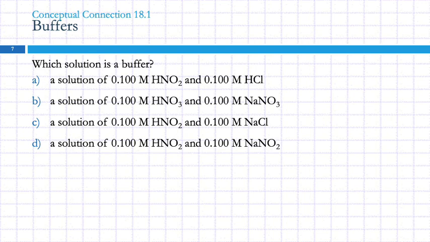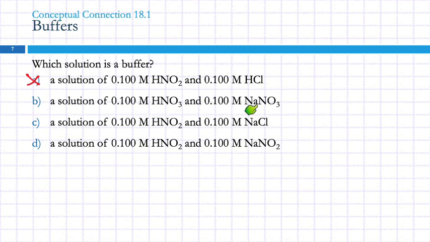Okay, which of these solutions is a buffer? What are we looking for? Weak acid and conjugate base. So here we've got HNO2. Is that a weak acid? It's not one of the six. Yes, it is. Weak acid. Is this its conjugate base? No. No, that's a strong acid.